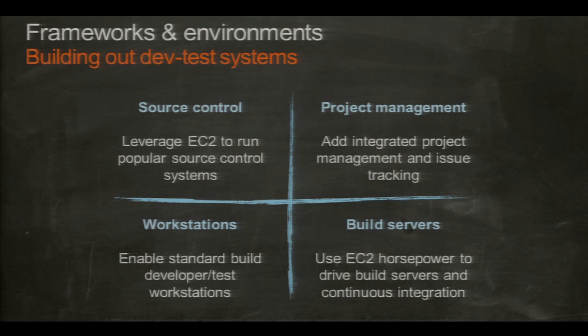And build servers, because you've got elastic capacity, you can spin up loads of build servers, crunch through compilation of code, and expand back down. Again, stuff that can pull maybe source code from existing servers in your on-premise environment to do that job.